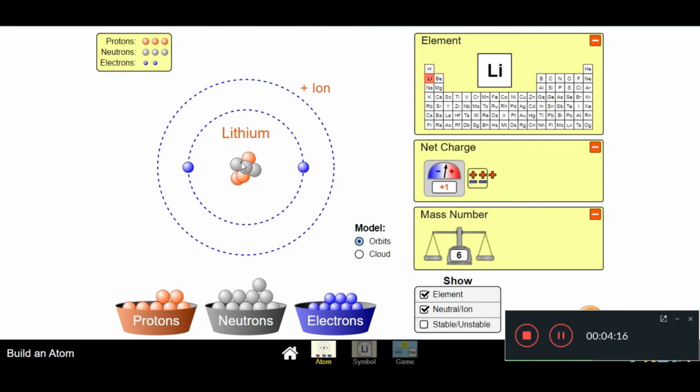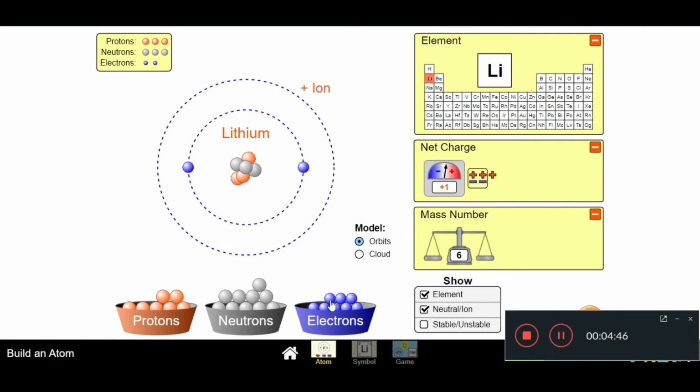As you can see here, we have 6 nucleons, or 6 particles, in the nucleus. So I guess you already understand the mass number, but now let's look at the net charge. The net charge here is +1. When I add one more proton, we can assume that the electrical charge of a proton is +1.